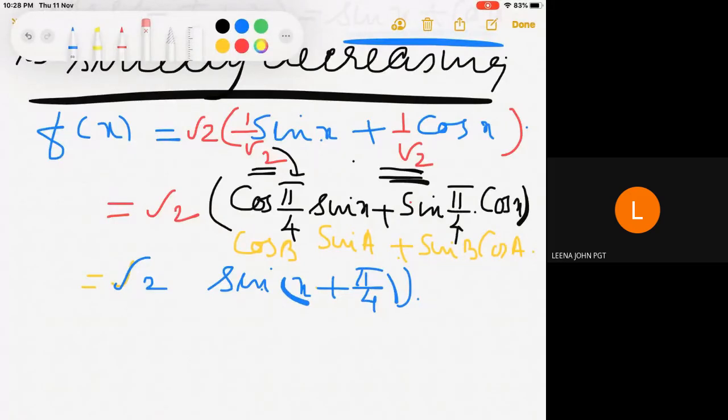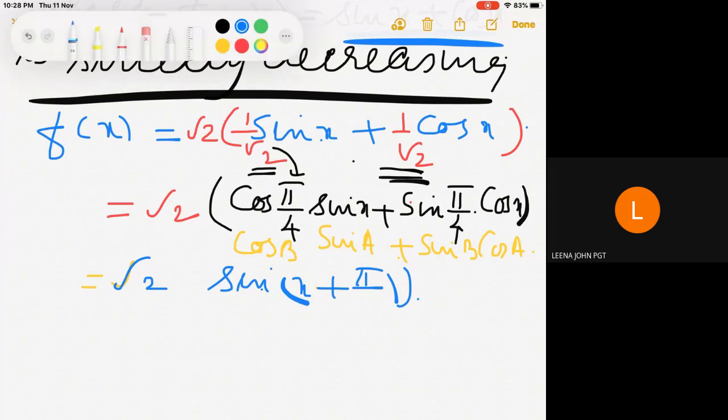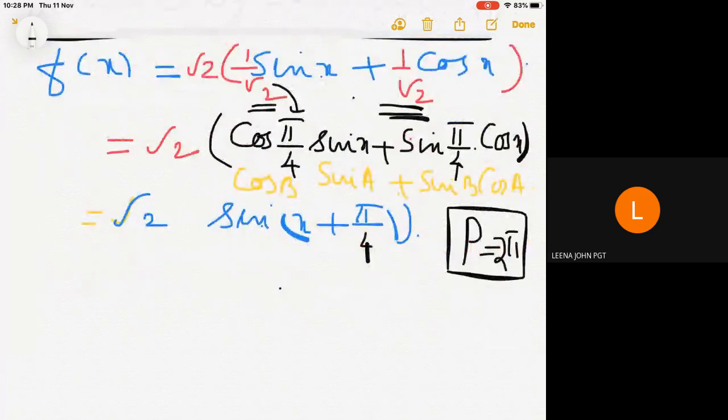So here the period is, in this function, the period is actually 2 pi only, the basic period. But the graph is shifted, because here x is added with pi by 4. X plus pi by 4 means the graph will be shifted left by pi by 4 units. Plus pi by 4 is a right-side addition, but the graph will be shifted pi by 4 radians left of the original graph.